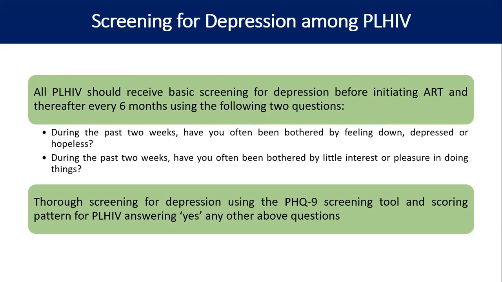The first is, during the past 2 weeks, have you often been bothered by feeling down, depressed, or hopeless? And the second question is, during the past 2 weeks, have you often been bothered by little interest or pleasure in doing things? If the answer is yes for any of the two questions, then we need to go for administering PHQ-9, that is Patient Health Questionnaire 9, which we'll see in the subsequent slides.